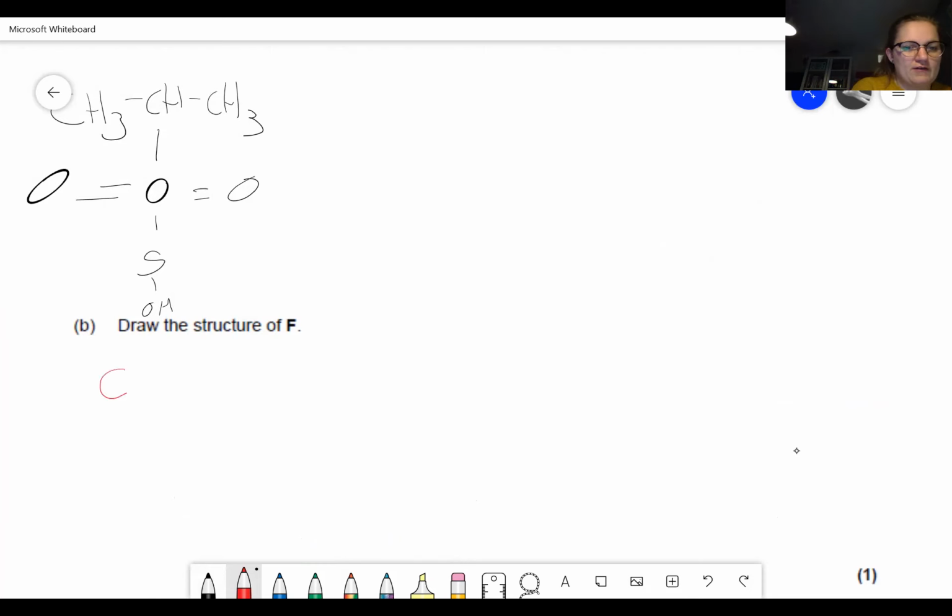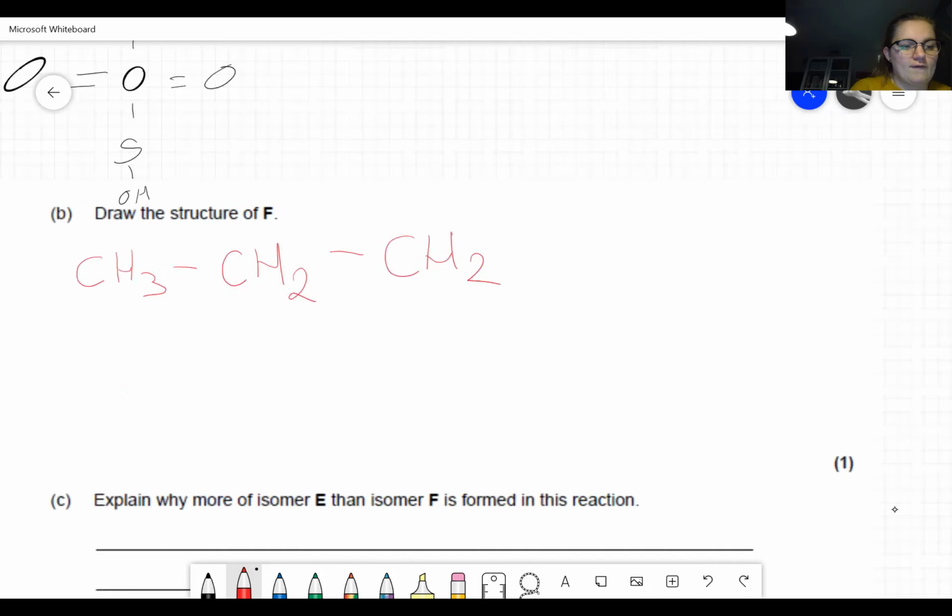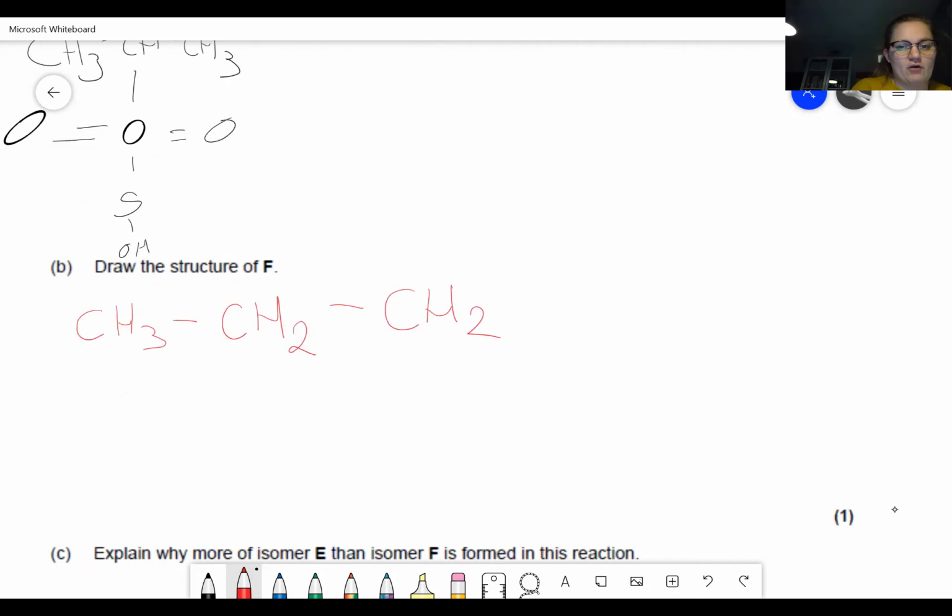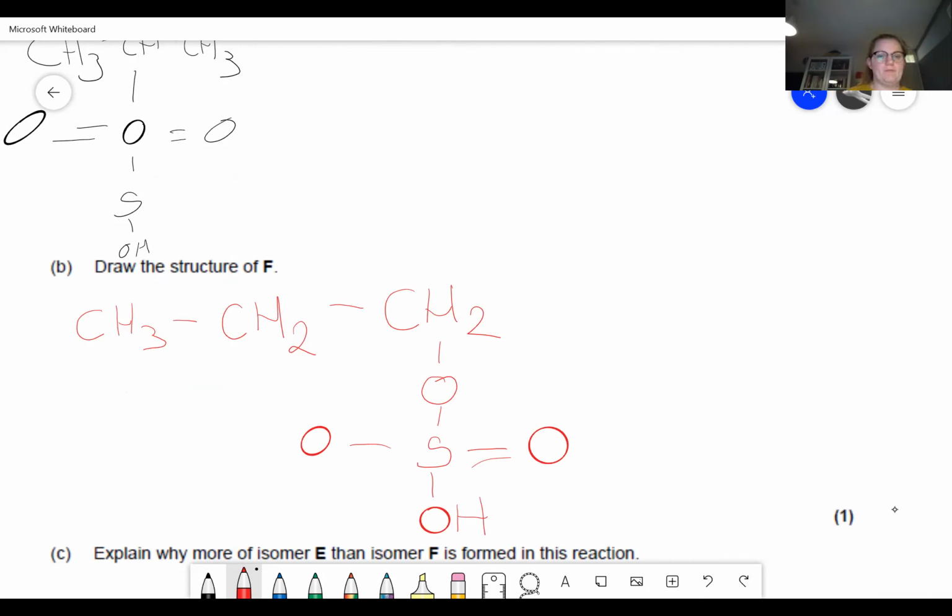So we'd have our CH3 still, going to our CH2 this time, and going to CH2. This time we're going to have oxygen bond into that. Sulfur is going to be here. Well, obviously it was oxygen before, it's going to be sulfur. Oxygen going to go here, oxygen there, then our OH group at the bottom. So basically it's a sulfur before oxygen's around it. So that would be structure F.